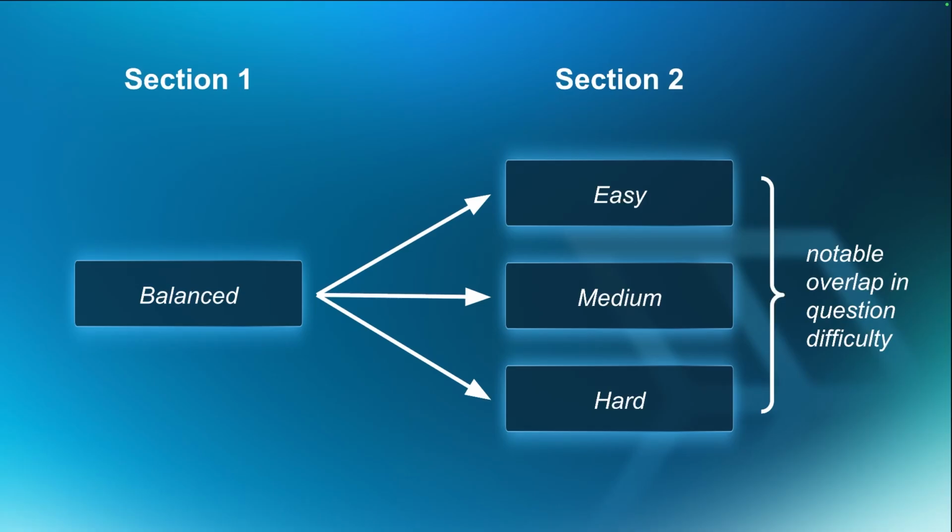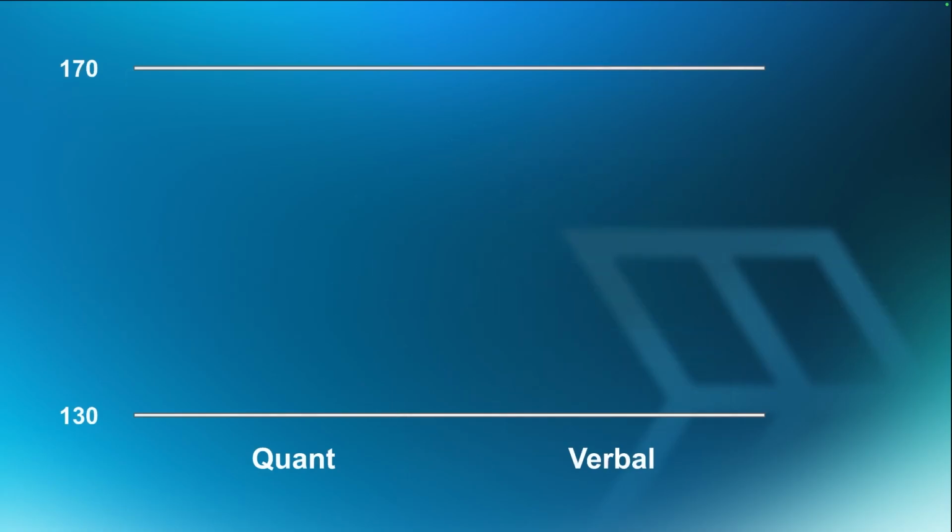Now, this is the important part. Which second section you receive for each measure is determined by your raw score on the first section of the same measure. The more questions you get wrong in the first section, the easier a second section you receive. Which second section you receive in each measure determines your score band.